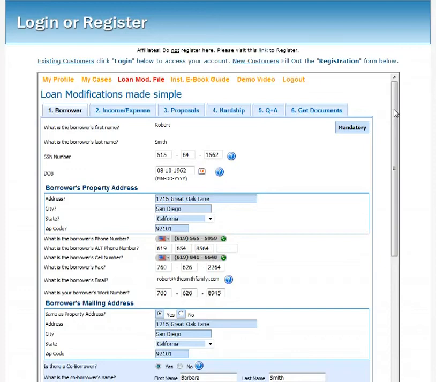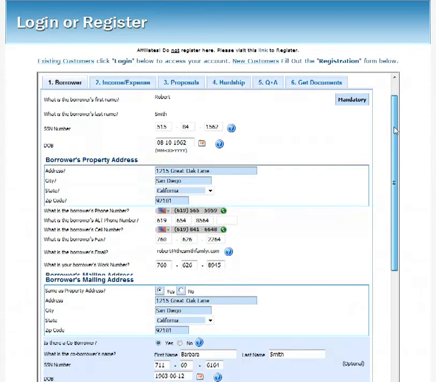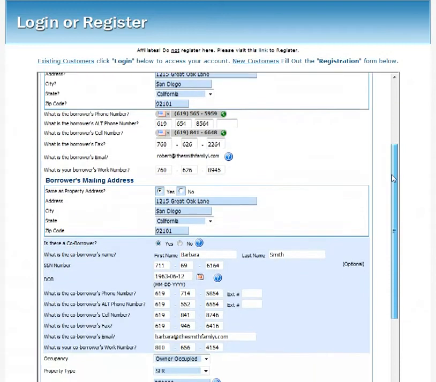Hello and welcome. We will now review the software in detail to give you a close-up look at the product you are purchasing. The first tab is Borrower Information. To begin the process, enter your contact information. Please be as thorough as possible.